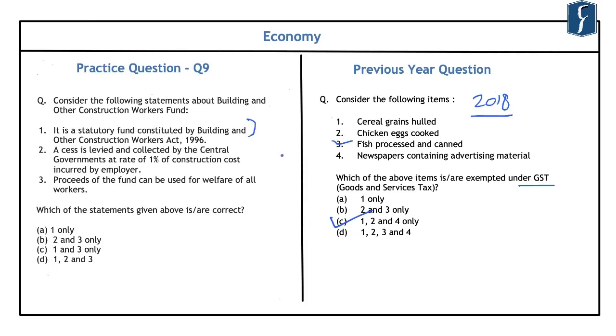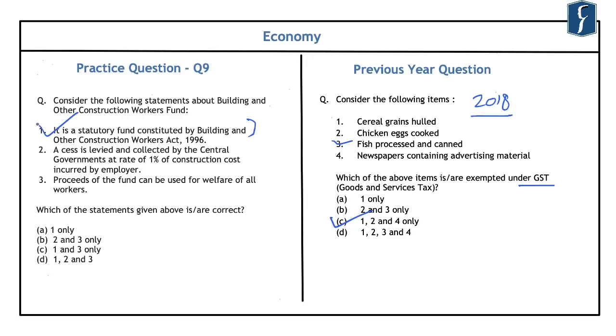Which of the statements given above is or are correct? Now, this Building and Other Construction Workers Act provides safety, health and welfare measures for the building and other construction workers. And for this purpose, a cess is levied and collected at the rate of 1% of the cost of construction by all the state governments and not the central government. And this cess is collected under this act.